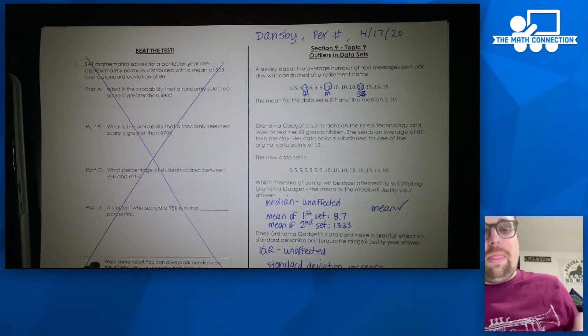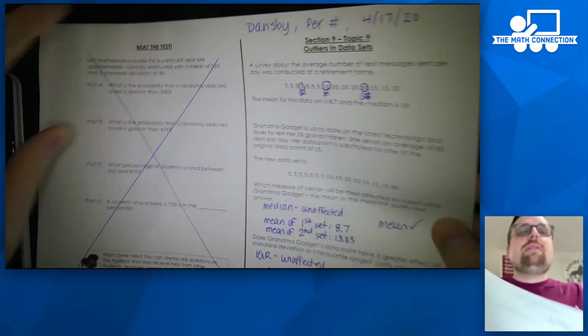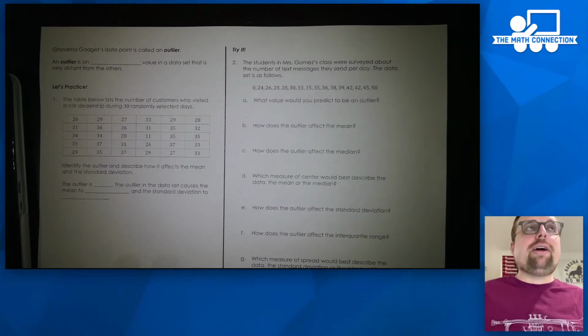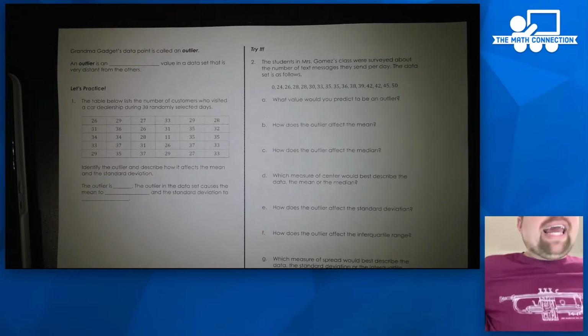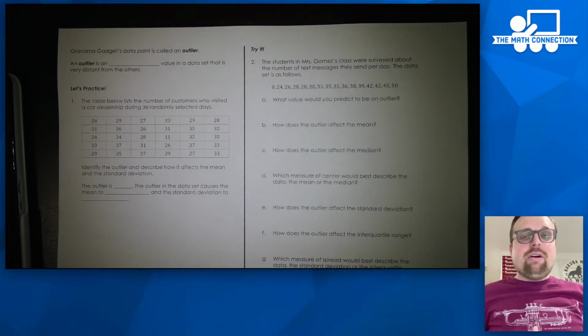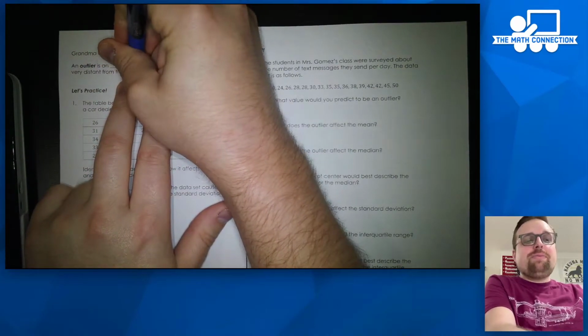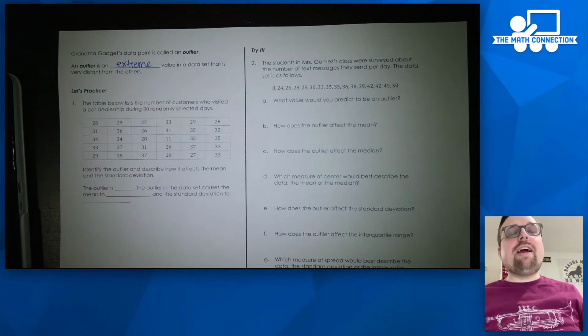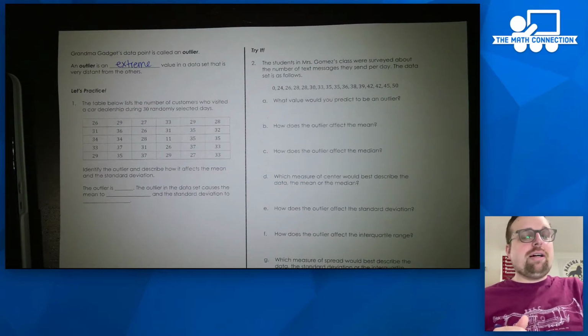Alright, so let's go ahead and turn the page. We're going to do one or two more example situations here about outliers. We're going to call Grandma Gadget's data point, that 85, an outlier. It's an extreme value, and it's very distant or far away from the others in a data set.